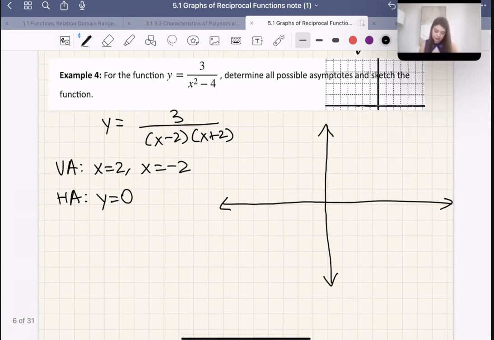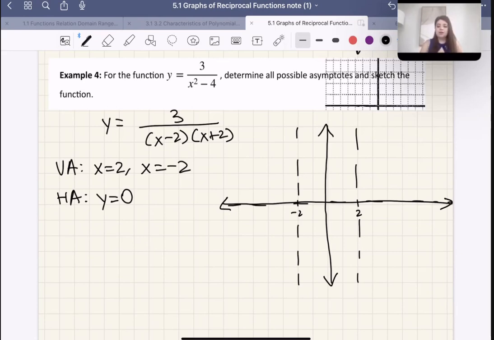Excellent. Okay, so let's put in our asymptotes. So we have an asymptote here. We also have an asymptote here. Asymptote. Okay, and then we also have one at y equals 0 right there. And then let's sketch this. So how will we sketch this?